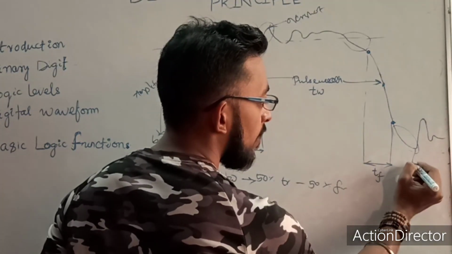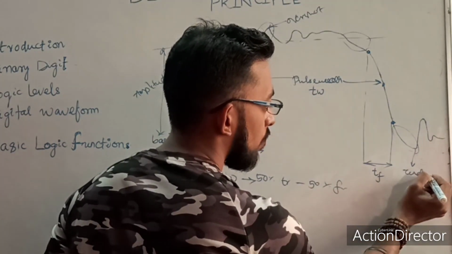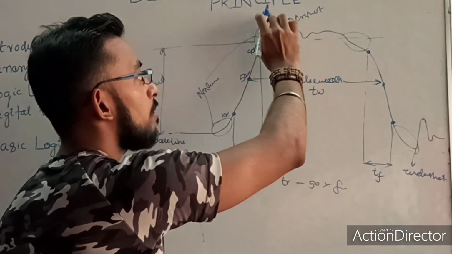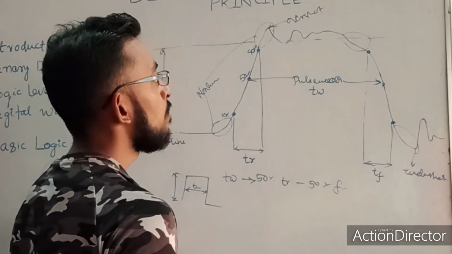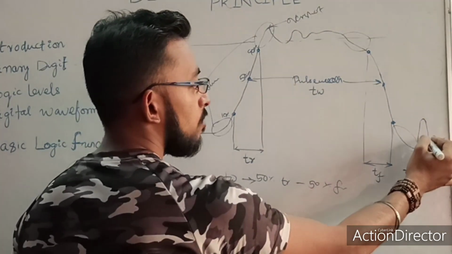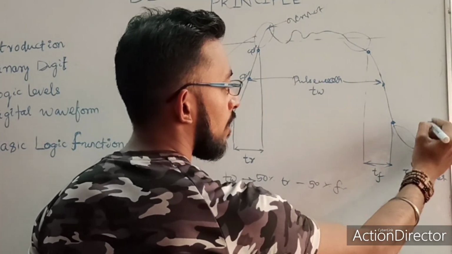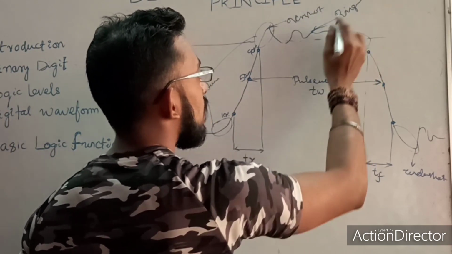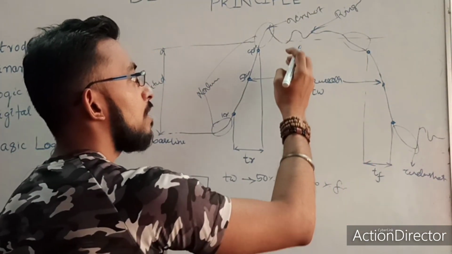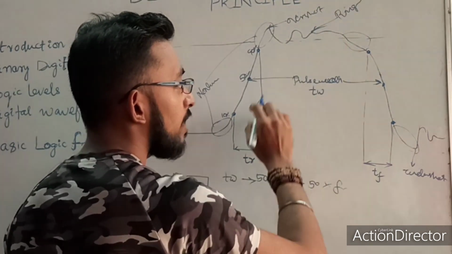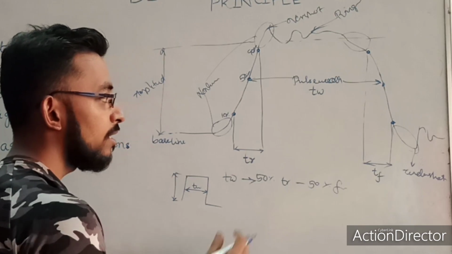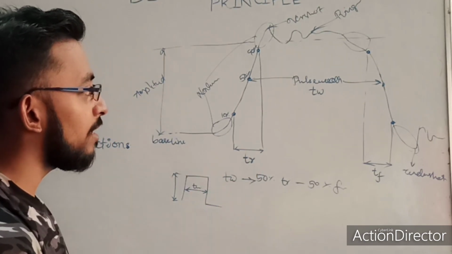It is nothing but my minimum peak. That is called undershoot. This is called overshoot, it is the maximum voltage. This is undershoot, it is the minimum voltage. These small waves are called the ranges. These are the small fractions that are changing with respect to time. So this is overshoot and these are the undershoot. This is an ideal pulse, and this is a practical pulse.